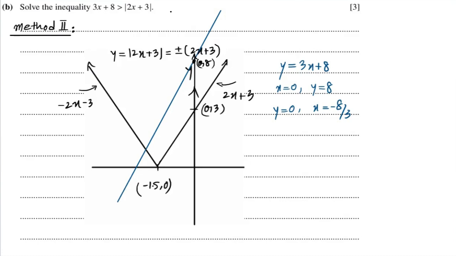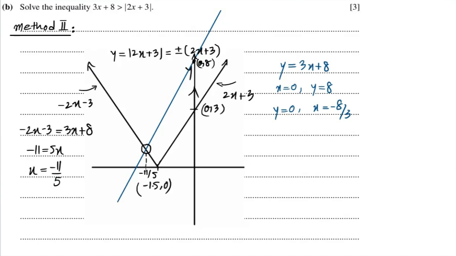So now if I can get this part, because this is the part where the line and the modulus graph intersect. So I'm going to solve minus 2x minus 3 with my linear function 3x plus 8. And this will be negative 11 equals 5x. And hence I get my critical value, which is minus 11 over 5. Let me just mark it over here, minus 11 over 5.